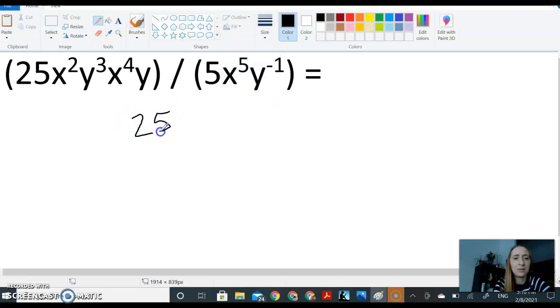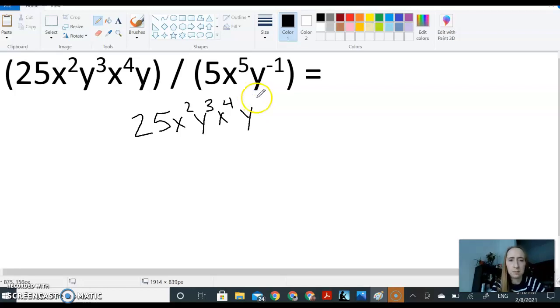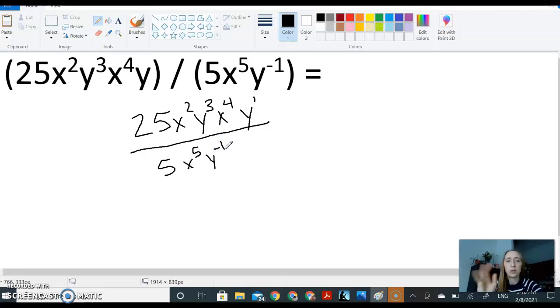There we go. All right, we have 25x squared times y to the third times x to the fourth times y, which is really y to the first, if you want to write that one up there. And then on the bottom, we have 5x to the fifth, y to the negative first. All right, so we're going to go ahead and combine like terms as much as we can.